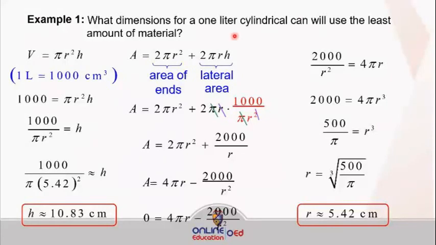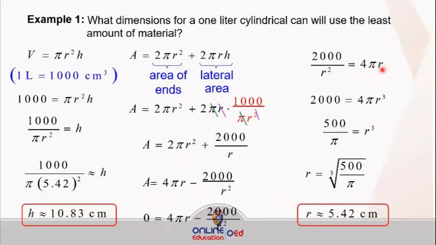And then for the continuation lang ng problem natin, which is, di ba, ang last natin is we already derived the formula, which is 4 pi r minus 2,000 over r squared. And then equal lang natin siya by 0. And then the continuation, we have 2,000 over r equals 4 pi r, or transpose lang natin into other side yung 4 pi r natin.